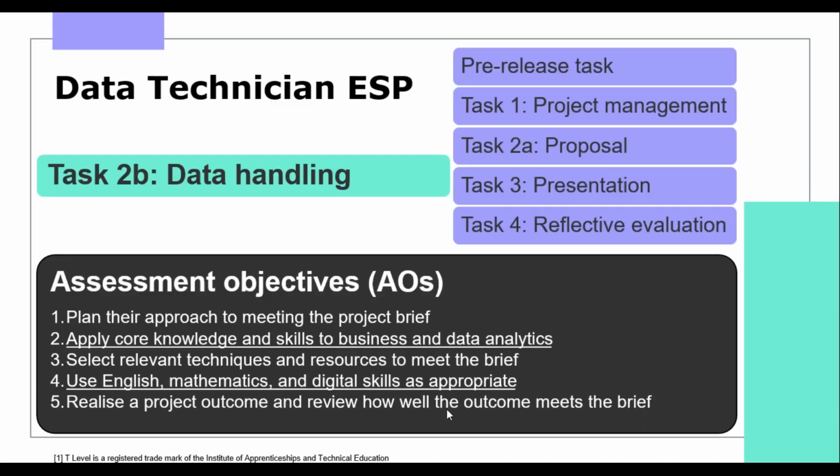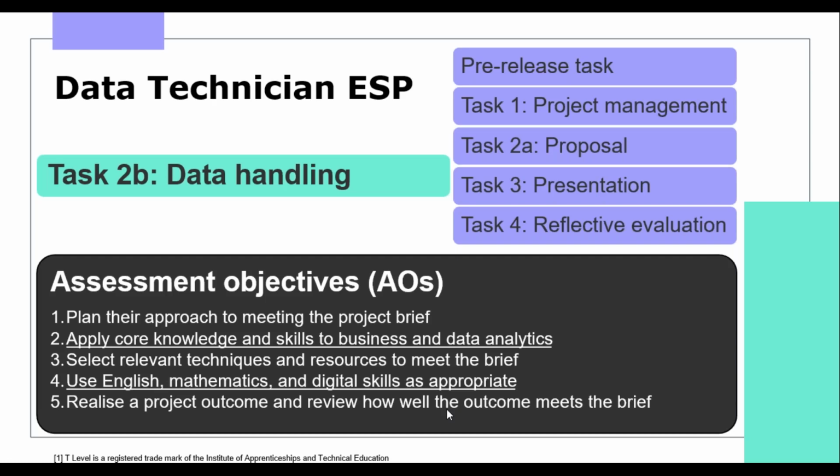The Employer Set project consists of a series of tasks designed to assess the 5 assessment objectives shown, and this skills assessment is set and marked by NCFE. The ESP is conducted during a 2-week assessment window, which will be available during the summer and autumn terms.